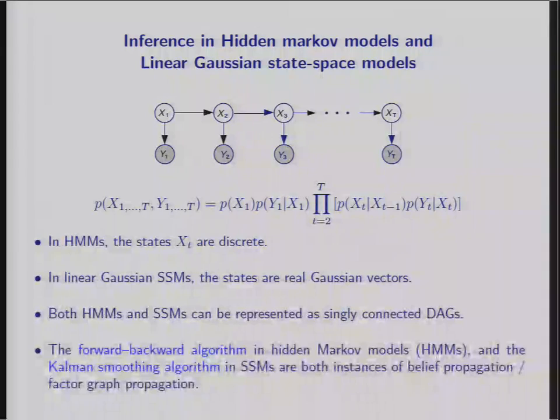Now, Kalman smoothing in a state space model, that thing that I took 2 semesters of, could have been explained as just factor graph propagation with Gaussian variables as well.